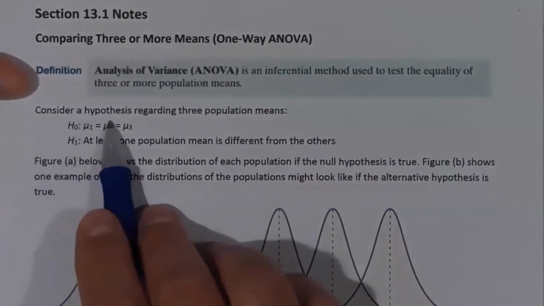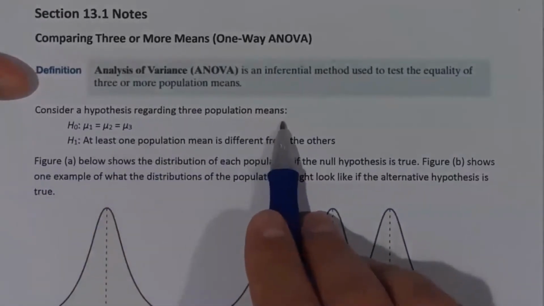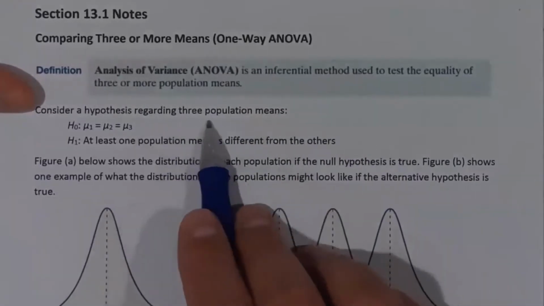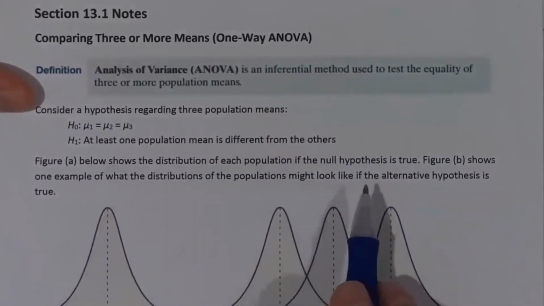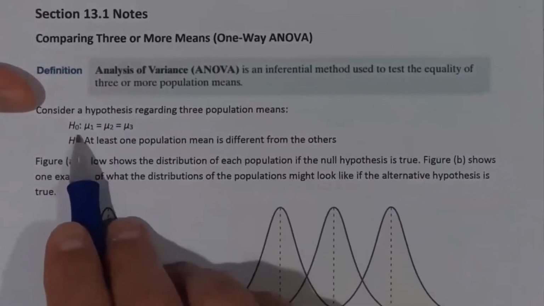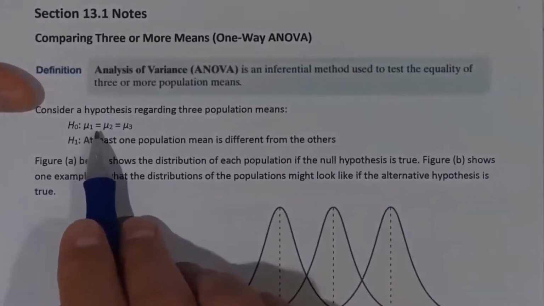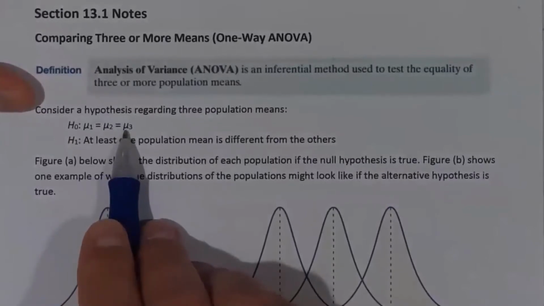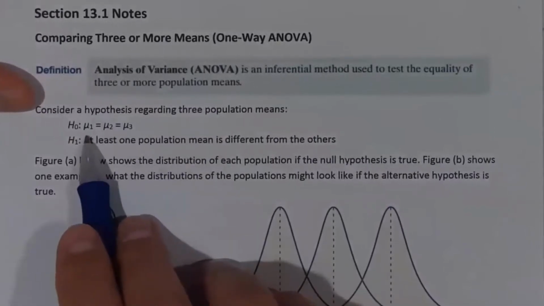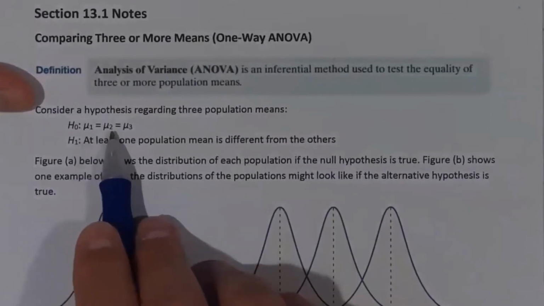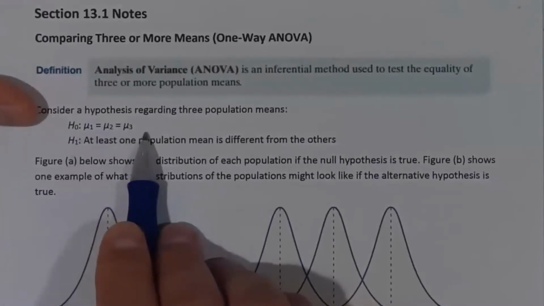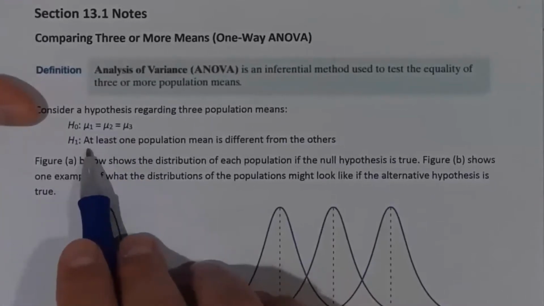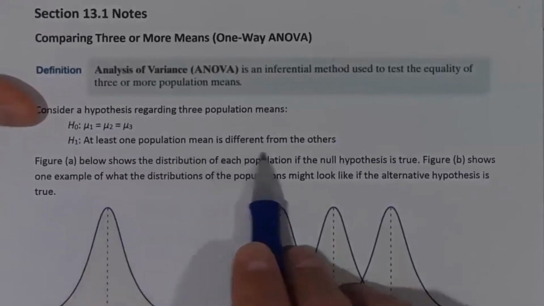So consider the hypothesis regarding three population means. Now, this is a case where there's three population means as opposed to 4, 5, or 6. But if we had 4, 5, or 6 population means, it would be structured the same way. The null hypothesis will be that mu1 equals mu2 equals mu3, again, if we have three population means. So the mean from population 1 equals the mean from population 2 equals the mean from population 3. That's the null hypothesis. The alternative hypothesis would be that at least one of the means is different from the others.